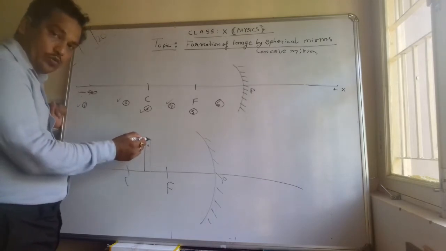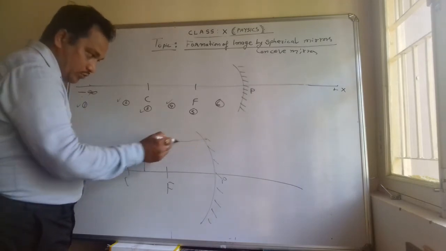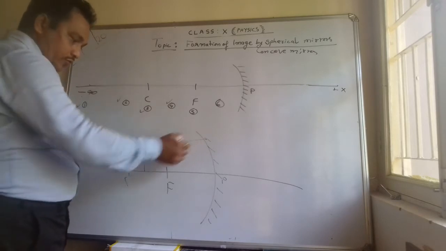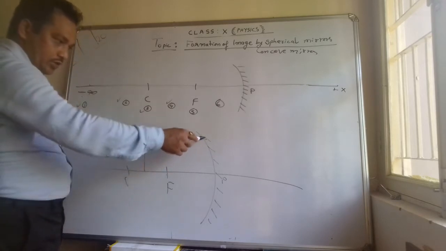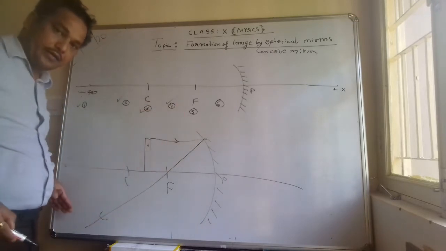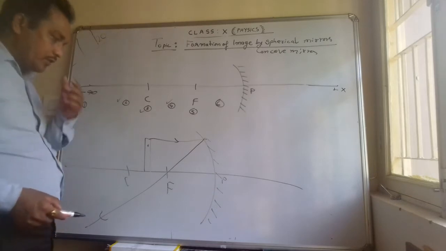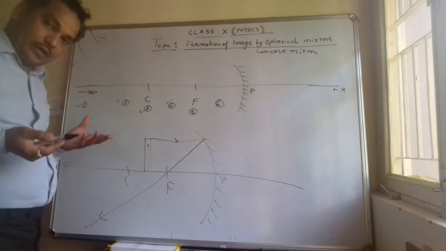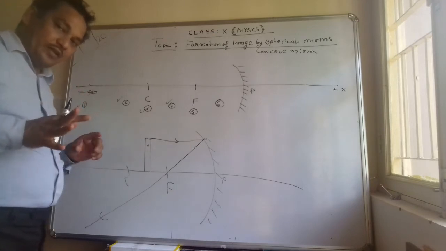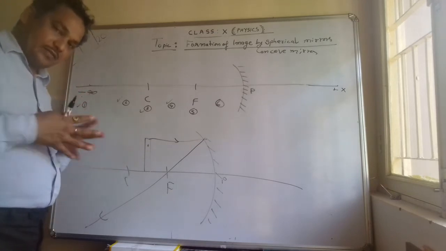Now we will apply the rules one by one. Ray passing parallel to principal axis. What will happen? It will pass through the focus. Let us allow it to pass through the focus. So this is the ray. Always we will draw the straight line. Keep this in mind. Okay. Now the other rule we can apply. Any two rules we can apply. Don't worry. Okay. Every time we will get the same result.